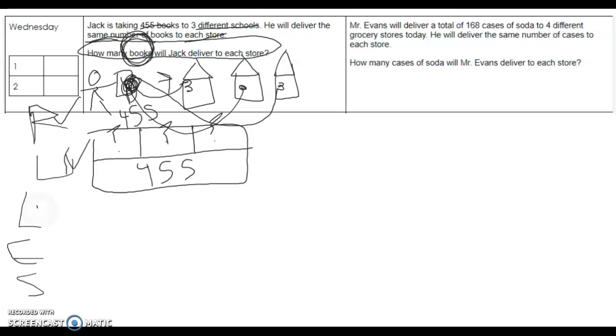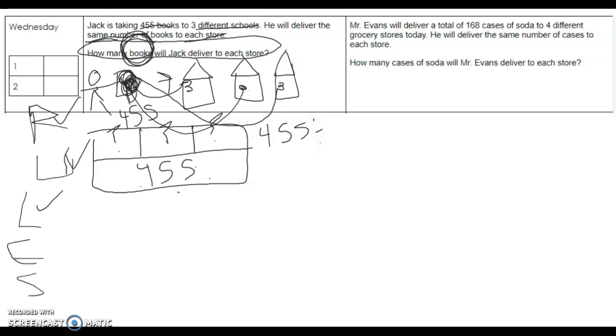Okay, so now we need to come up with our plan. So, okay, we have books and schools. Can we add this box of books plus 3 schools to get 458 what? No, that doesn't make sense. Can we subtract? Can we take a big box of books and take 3 schools out of the box? No, that doesn't make sense either. Are we multiplying? Is each school getting 455 books? No. So we're dividing. So we're taking this total number of books that we have and we're dividing it into these 3 groups.